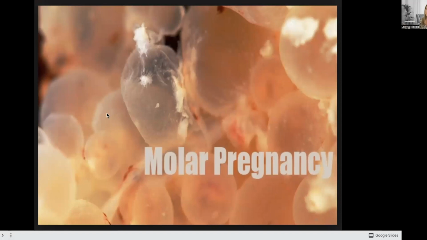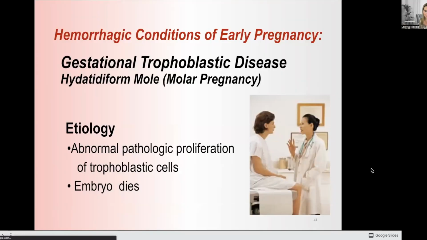Okay, so now we're going to go on to yet another type of bleeding during pregnancy, molar pregnancies. There are a couple of different names for this disorder. It's called a molar pregnancy. It's called gestational trophoblastic disease. It can be called hydatidiform mole. That's also molar pregnancy.